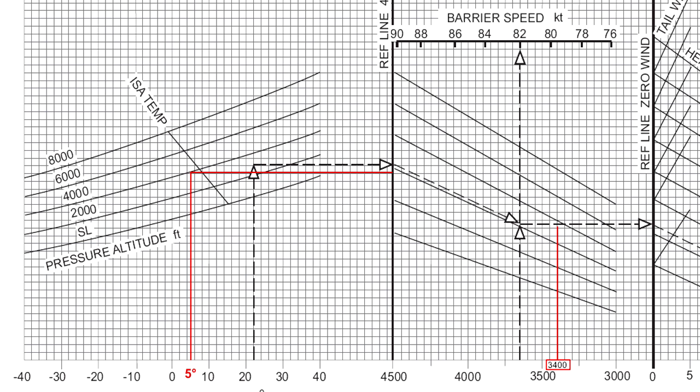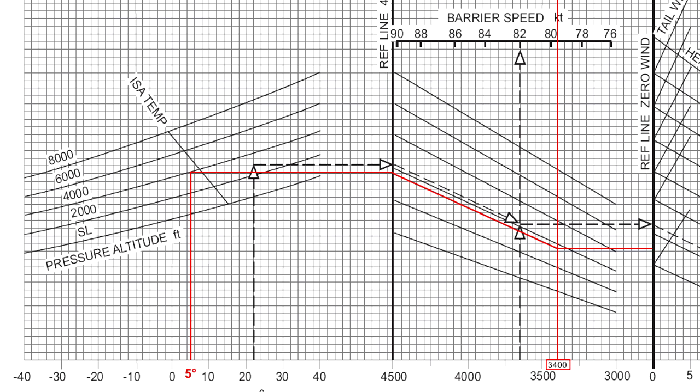The next variable is mass. In our example, let us assume a mass of 3,400 pounds and a VREF of just below 80 knots. From the reference line, we must move down, using the sloping guidelines, until we reach 3,400 pounds, as shown here. From this point, we go horizontally to the right until the next reference line.